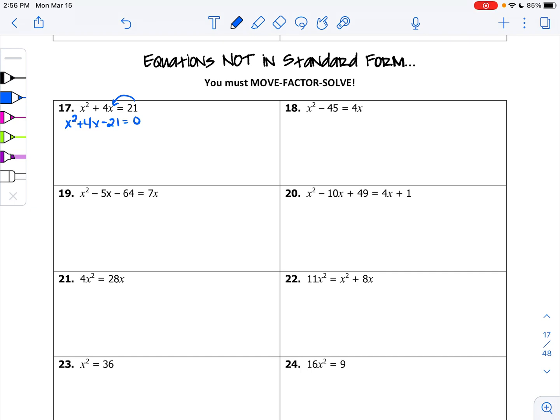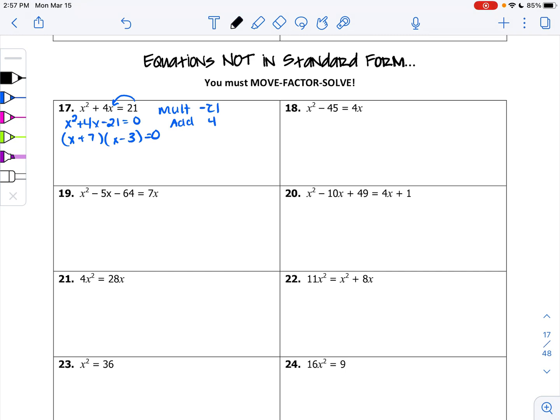For this one, a basic trinomial, we need two numbers that multiply to give us negative 21 and add to give us 4. So we can go ahead and set it up. And those two numbers would be a positive 7 and a negative 3. 7 times negative 3 is negative 21. 7 minus 3 is 4.